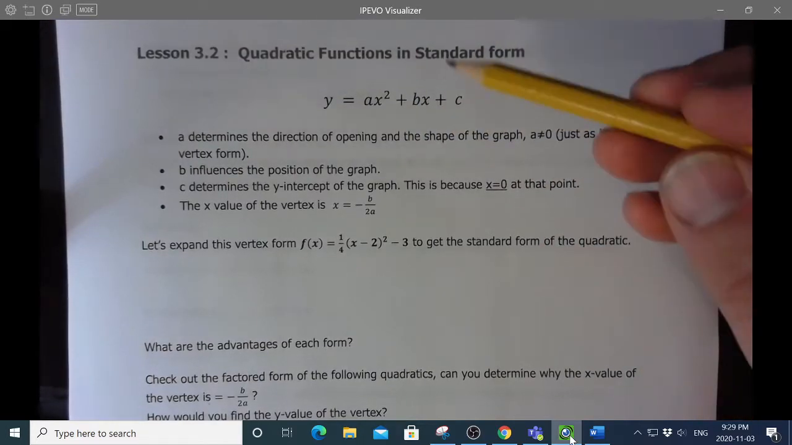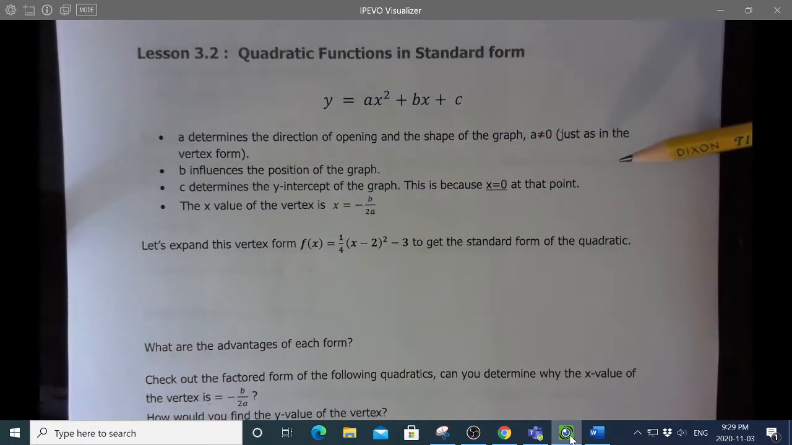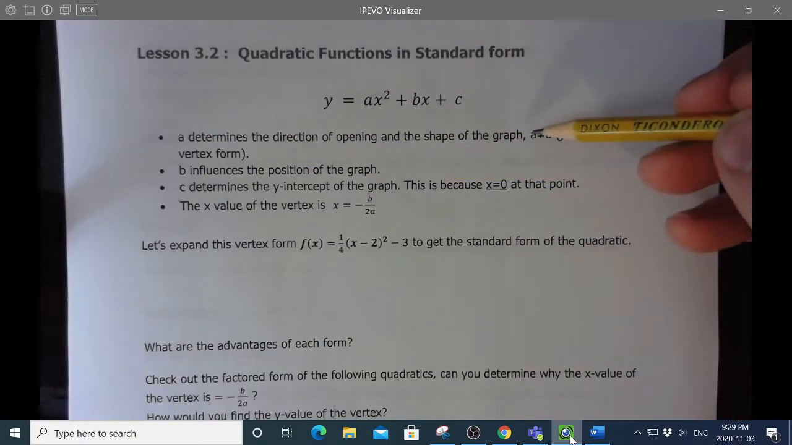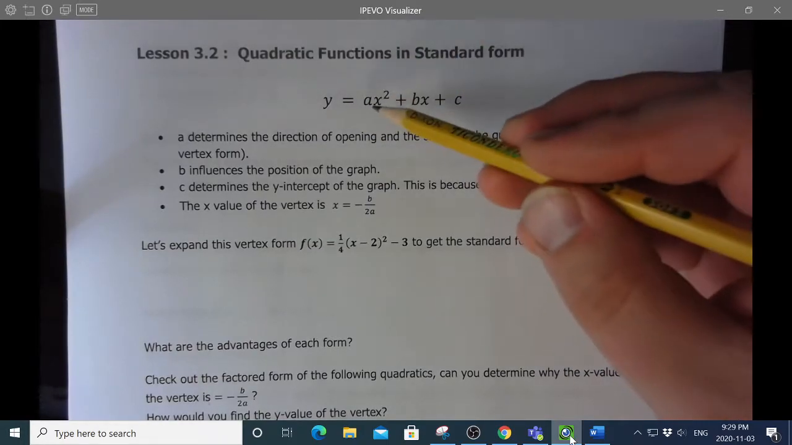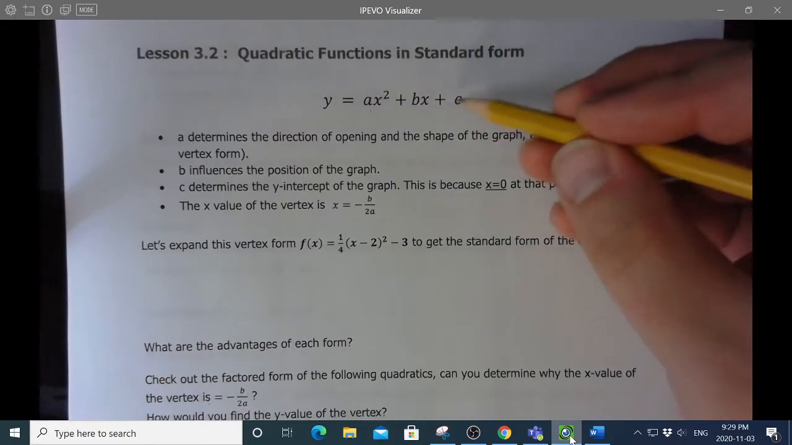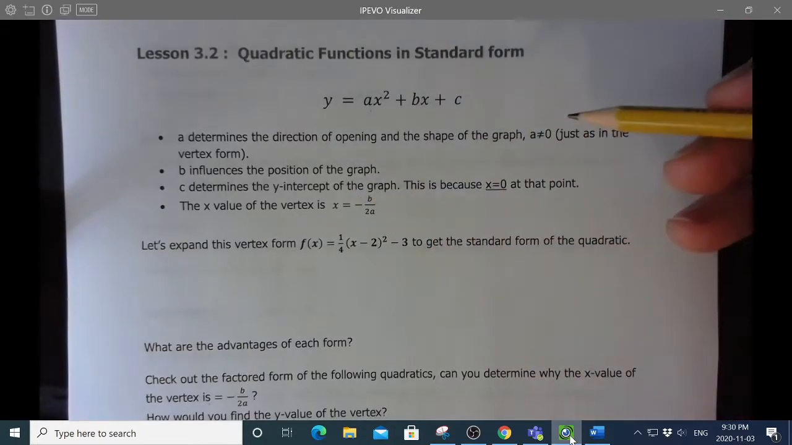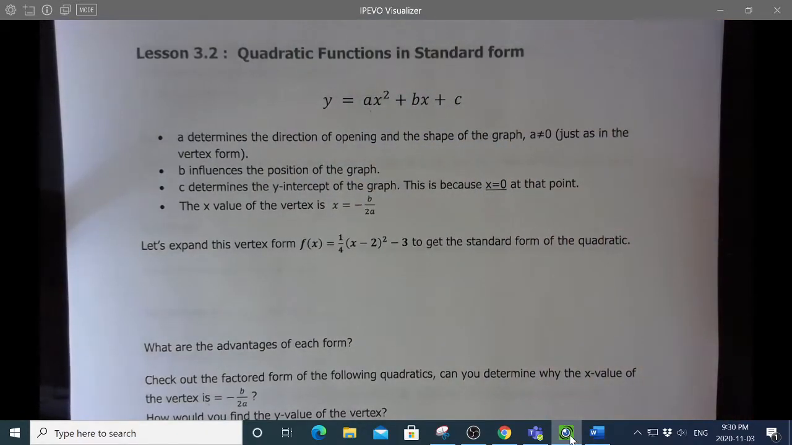And standard form tells us, well, the direction of opening, the basic shape of the graph. As long as a is not equal to 0, then we know that we have an ax squared makes a quadratic. As long as a is positive, we know that we are opening upward. And c tells us the y-intercept. B influences the positioning of the graph. We'll get more into that in a bit.